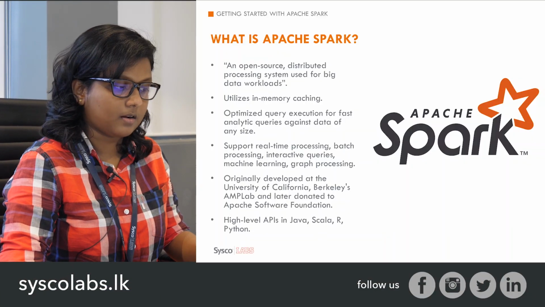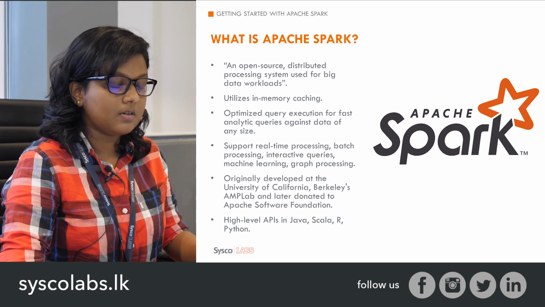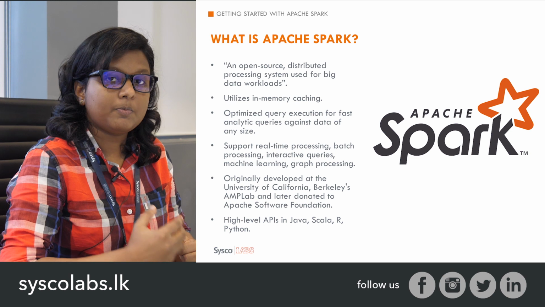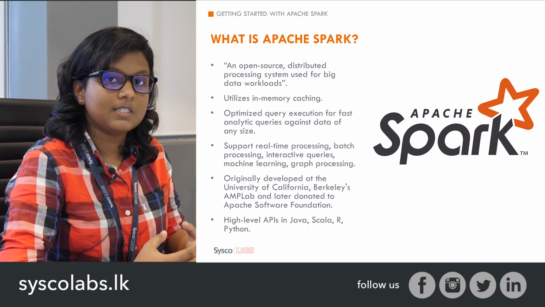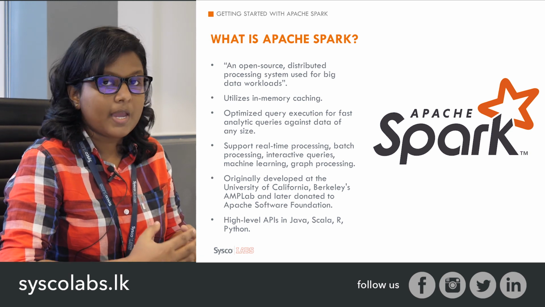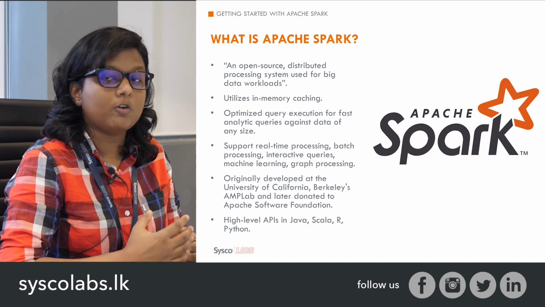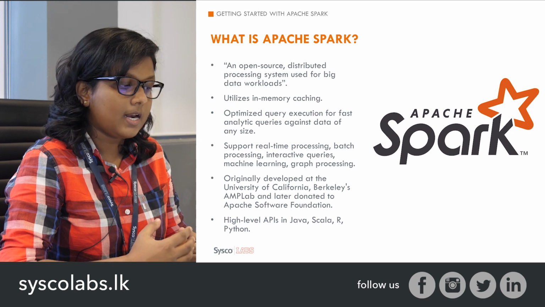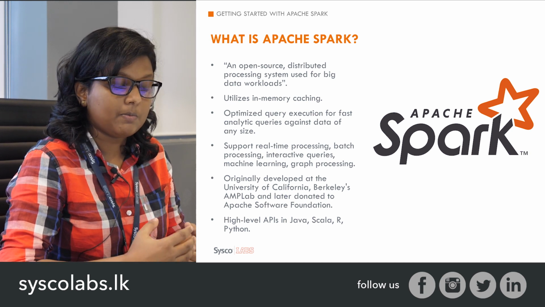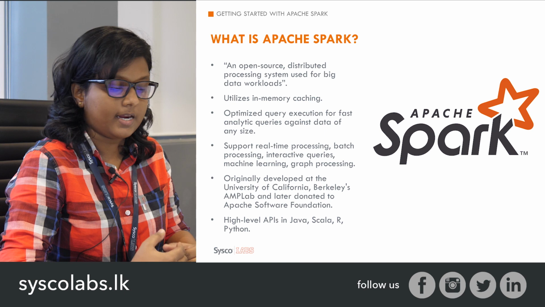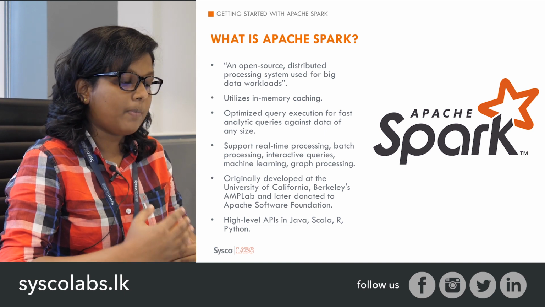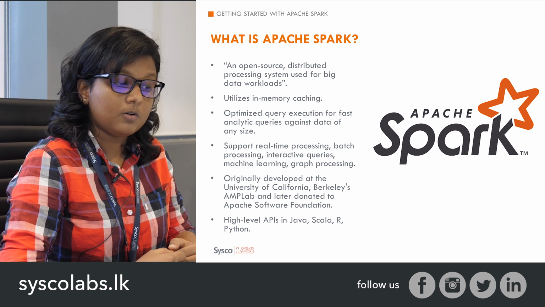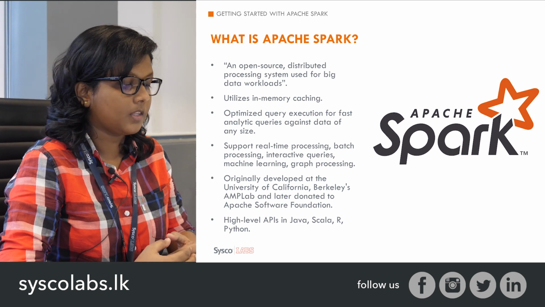What is Apache Spark? Apache Spark is an open source distributed processing system. Basically, Apache Spark is a distributed processing system which can be used to process big data. The main advantage or main feature of Spark is that Spark utilizes in-memory caching. Let's see about in-memory caching in detail in the next slide. Also, Spark has optimized query execution. Therefore, we can do fast analytic queries.